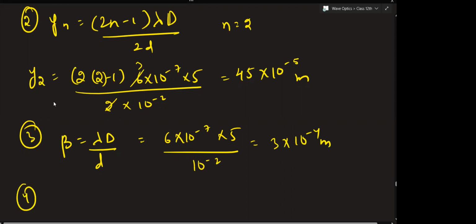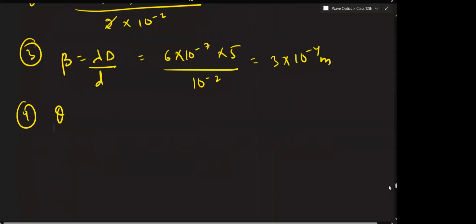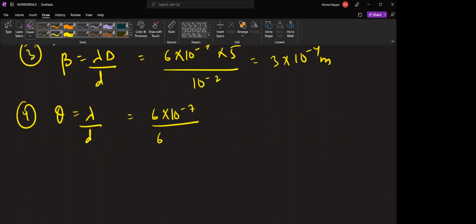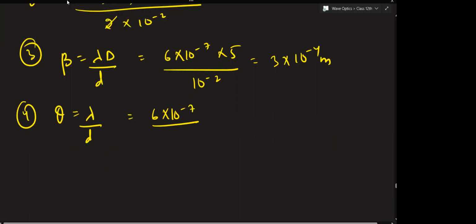Last part is theta. Theta is lambda by small d. It is written as beta, but instead of writing it as beta, just write it as theta. Theta is lambda by small d. So lambda is 6 into 10 to the power minus 7. Small d was 10 to the power minus 2. So 6 into 10 to the power minus 5 radian. Do not write it as meter.